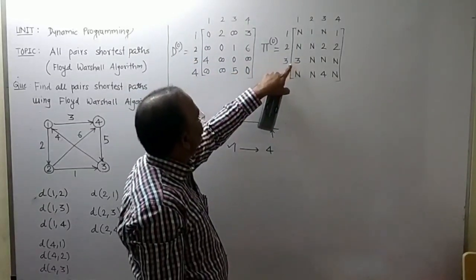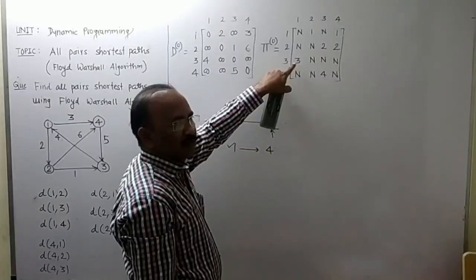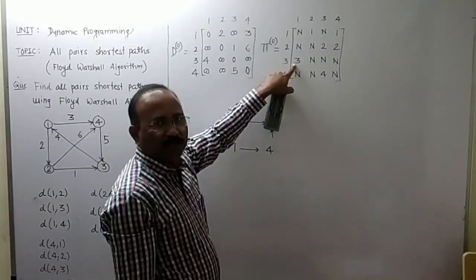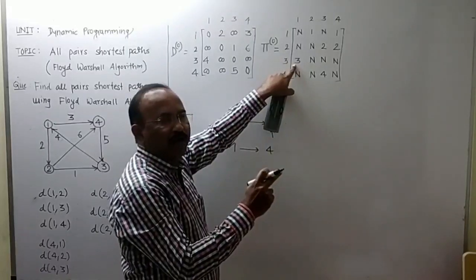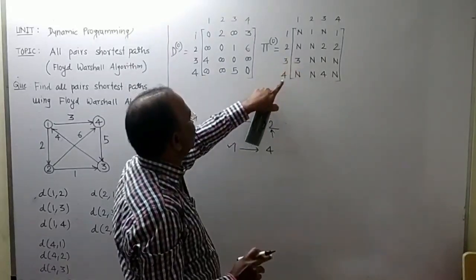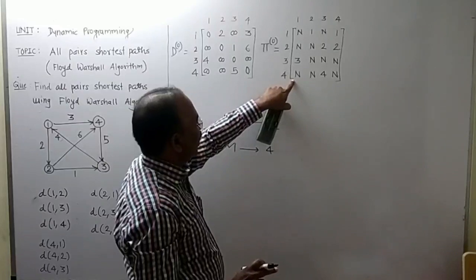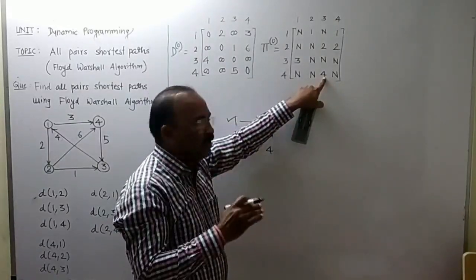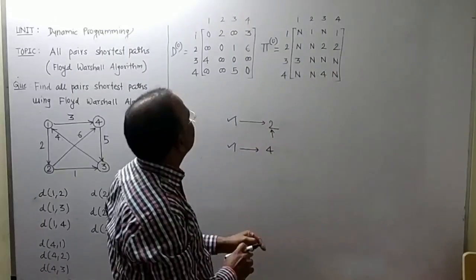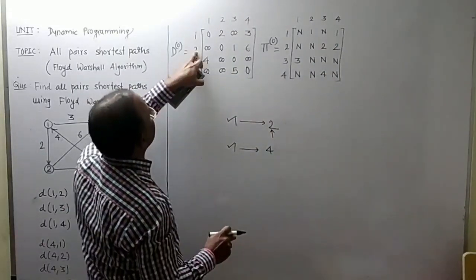For the third row, write 3 for the values greater than 0 and less than infinity. For the fourth row, write 4 for the values greater than 0 and less than infinity. Right? Now let us see the second row.